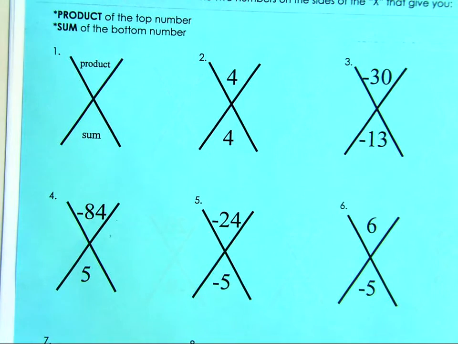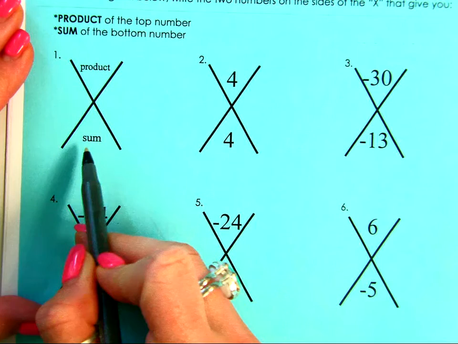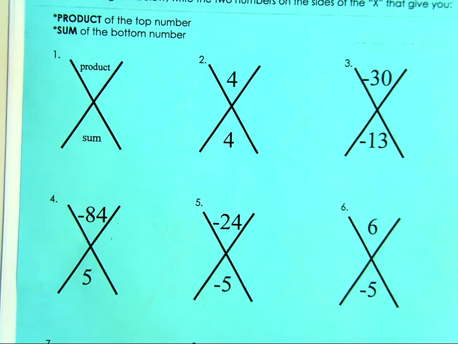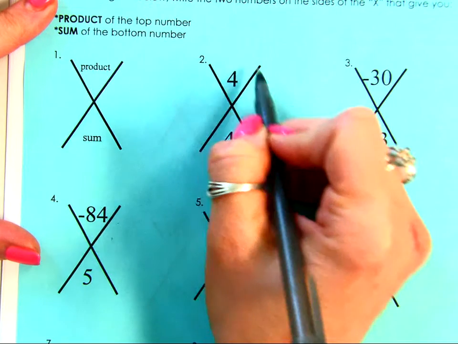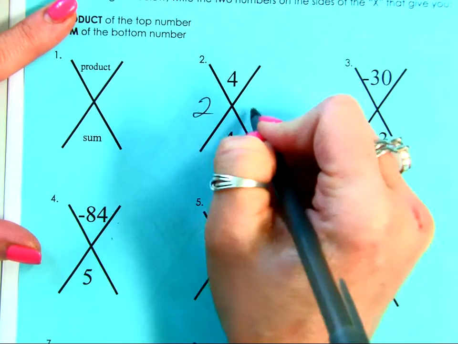And like I said, we've done this already. So if you look, the top number is your product, and the bottom number is going to be your sum. So you did the version of this in your head. What two numbers do you multiply to get 4 and add to get 4? 2 and 2. Okay, so we started off pretty easy.